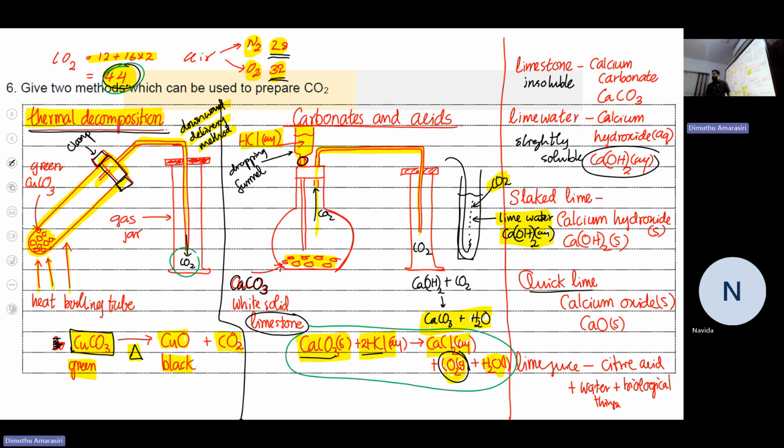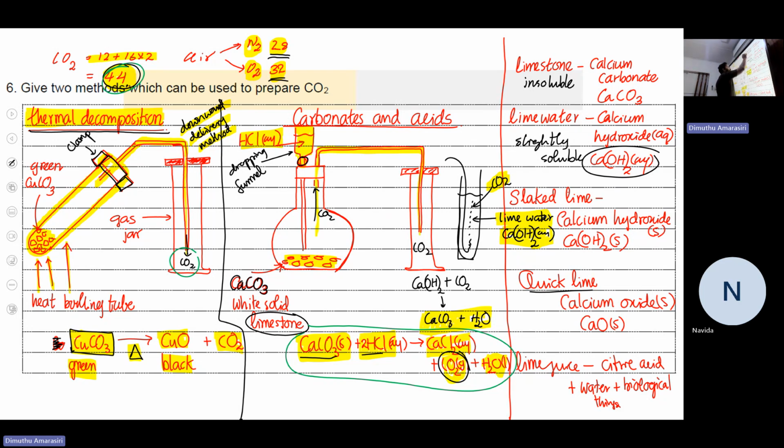Is that clear? And in the analysis of carbon dioxide, we learned that carbon dioxide is tested by using lime water. And lime water is a saturated solution of calcium hydroxide. This lime word is there throughout chemistry lessons, therefore let's get to know these lime words.